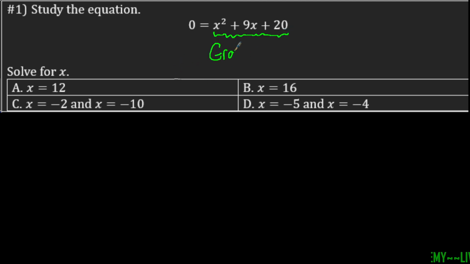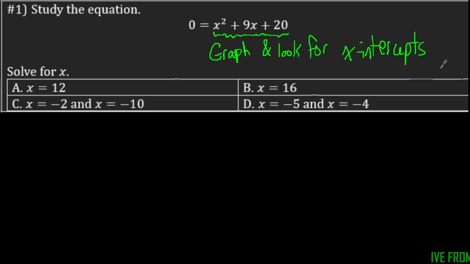So I'm going to say graph, and look for x-intercepts. Again, I have plural on here because usually there's going to be two because our degree is 2. So right away I can cross out 2 answers because, hey, A and B only have a single x-intercept, and we need more than that.